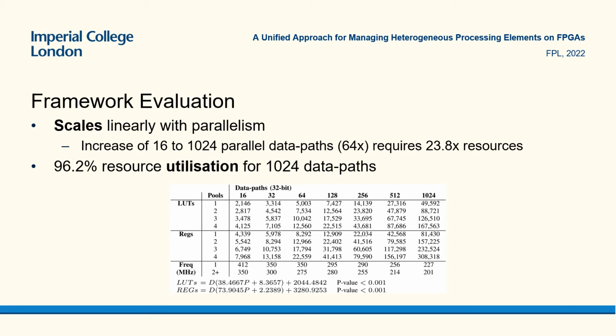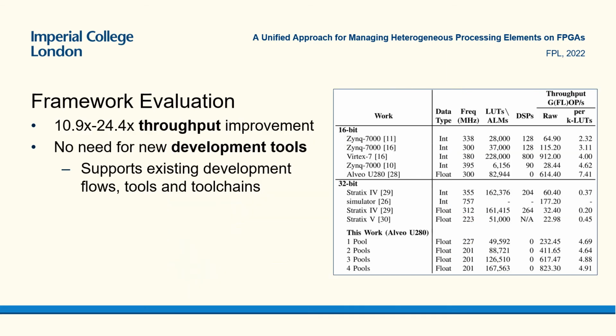When comparing directly to these more coarse-grained architectures, we see a 10 to 24 times improvement in throughput. We see improvements both in the raw throughput and the per resource performance. With our 32-bit floating point implementations, we're actually able to outperform even the simpler 16-bit integer frameworks.